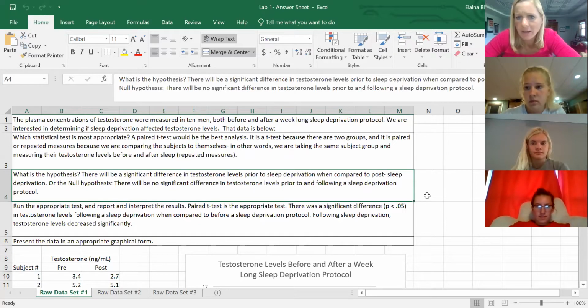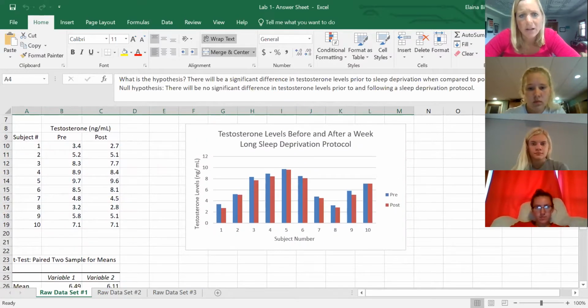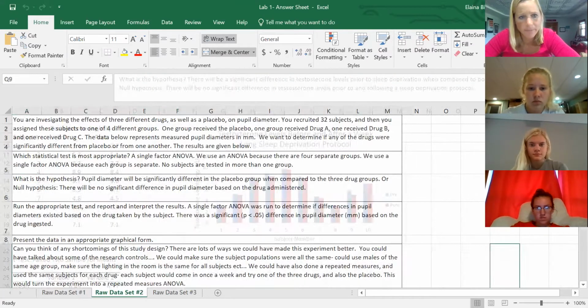Yeah, and most of you did a nice job. This would have been a good option for a chart. You could also do the averages for pre and post, and a couple people did that as well, and that looked nice to demonstrate the difference with testosterone levels.